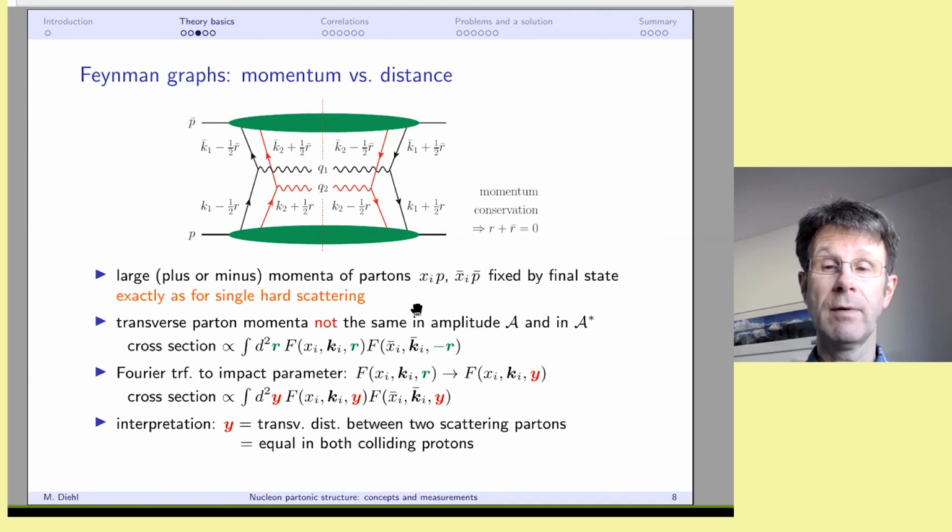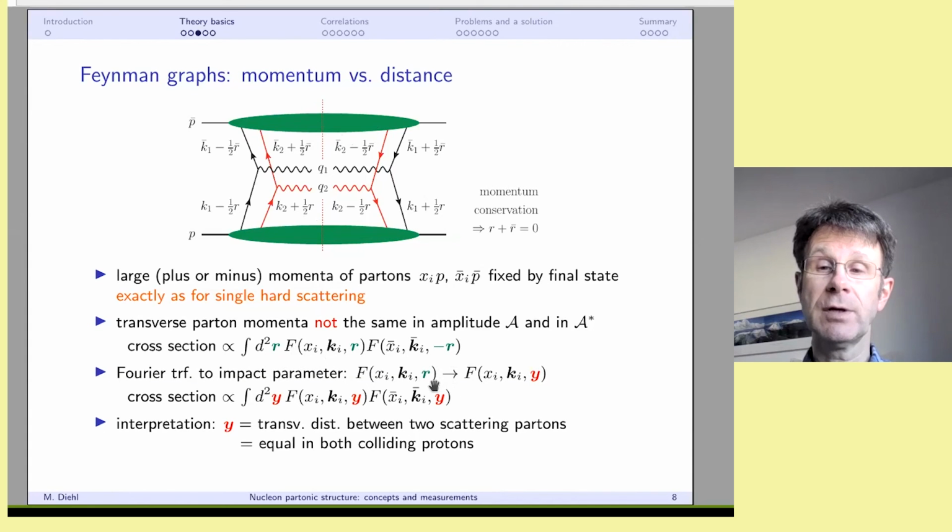So what does that tell us? Well, it tells us if you consider this type of graph, you make the same type of approximations as we normally do. For right-moving particles, you neglect the minus components. For left-moving particles, you neglect the plus components. You find a cross-section formula in which you have a double parton distribution for one times the double parton distribution for the other proton, and they are evaluated for certain values of the transverse momenta and for opposite values of this momentum mismatch between the left and right-hand side.